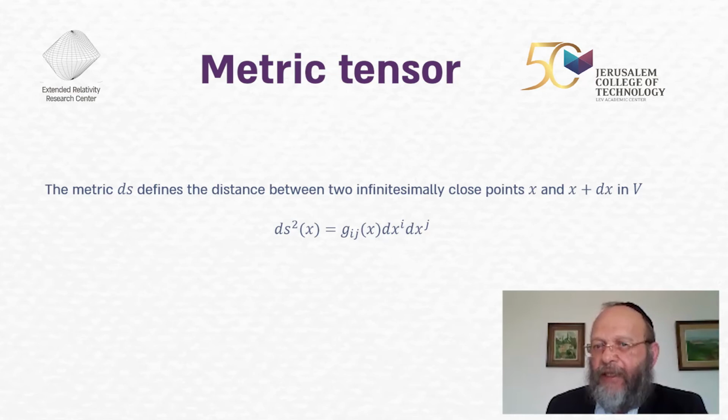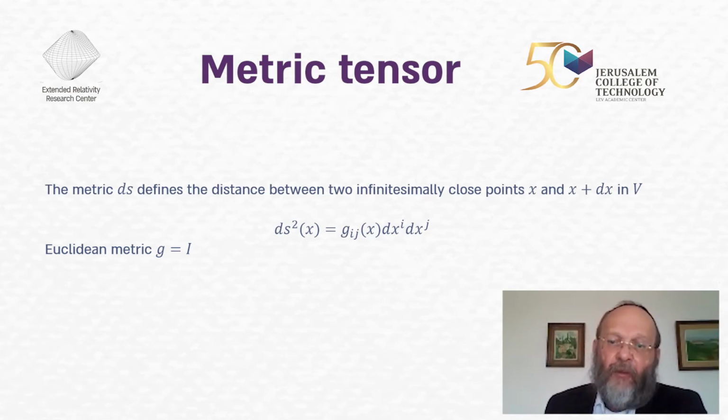It has to be an array with two indices, i and j, and they both have to be lower indices because dx are the same as vectors. And in order that you get a number, g has to have its indices below. In Euclidean metric, g is the identity matrix, and then you get dx1 squared plus dx2 squared, the Pythagorean theorem. But in a curved space, you get some kind of coefficients.